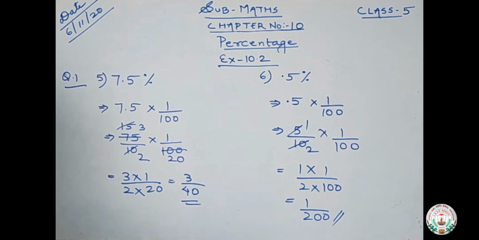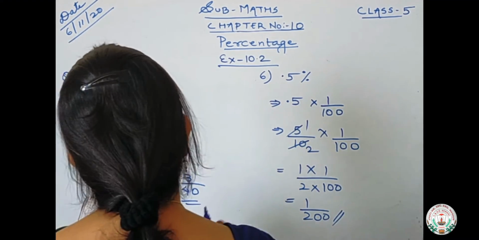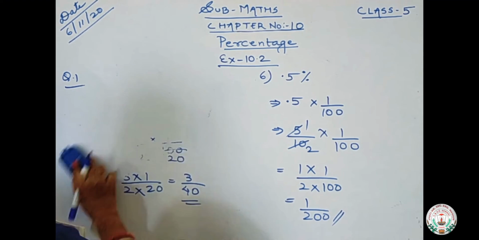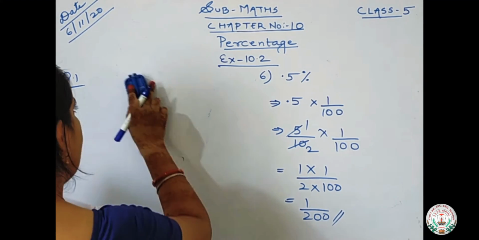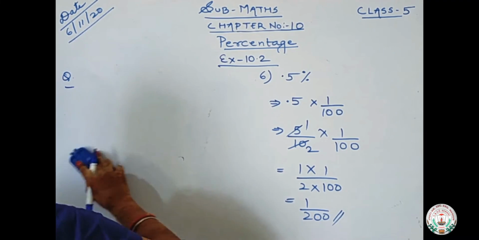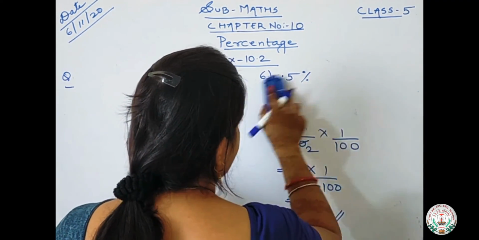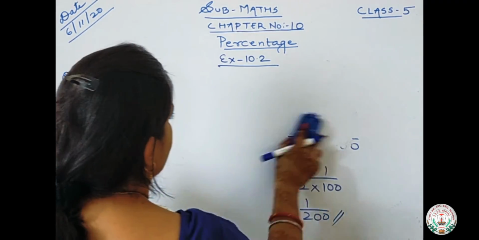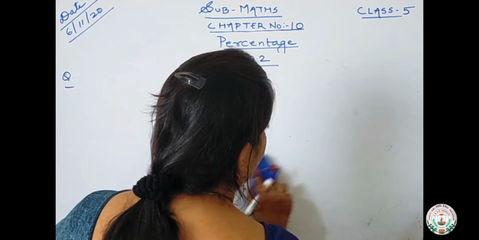Now question number 2 is express the following percentage into the fraction with lowest term. Same type of question but with mixed numbers. Same process we have to follow, but here the mixed numbers are given. So one step will be more, we have to convert the mixed number into proper fractions.